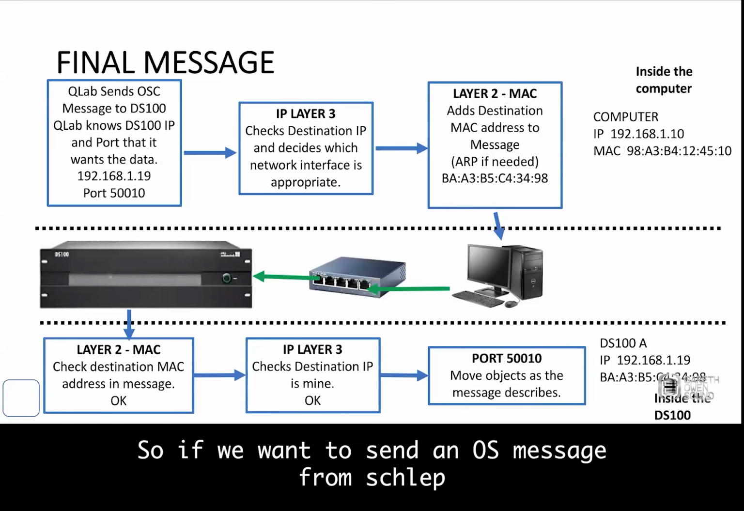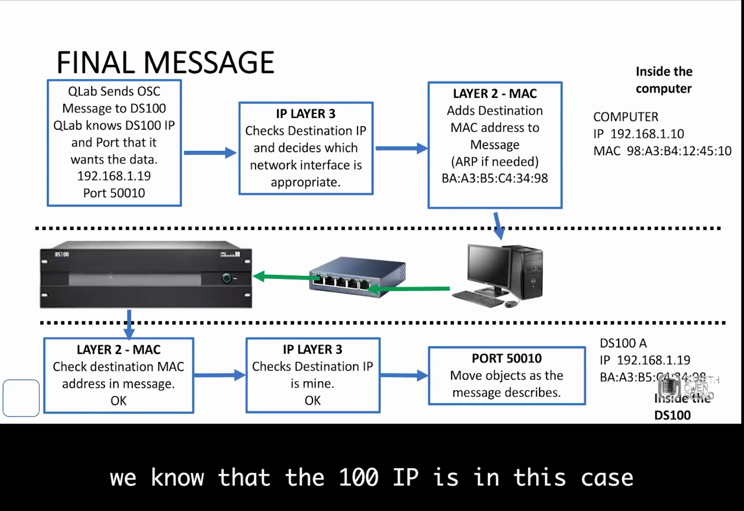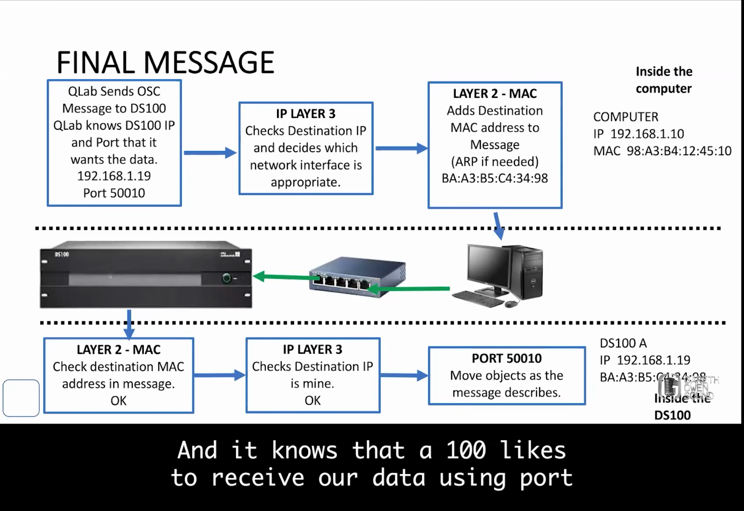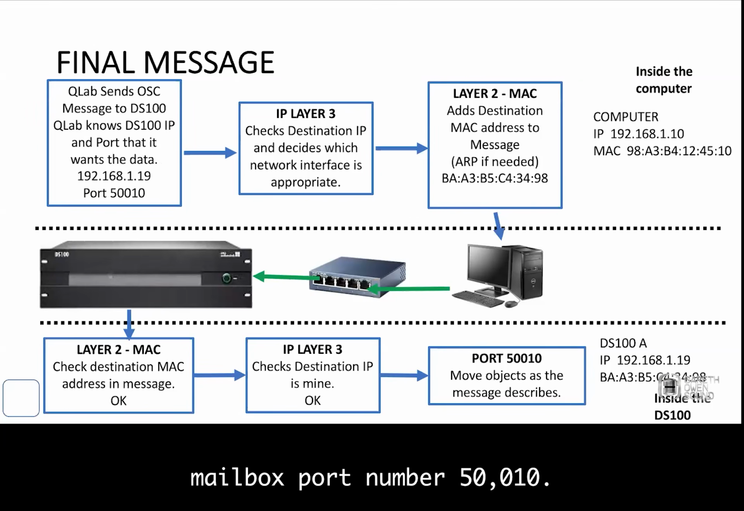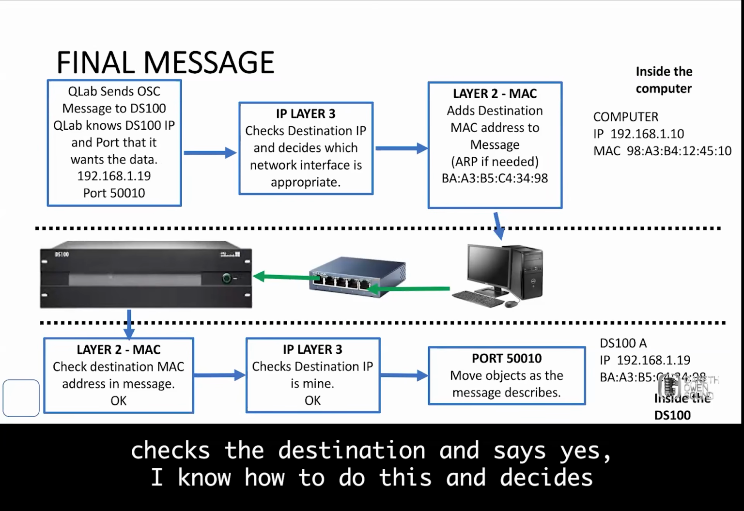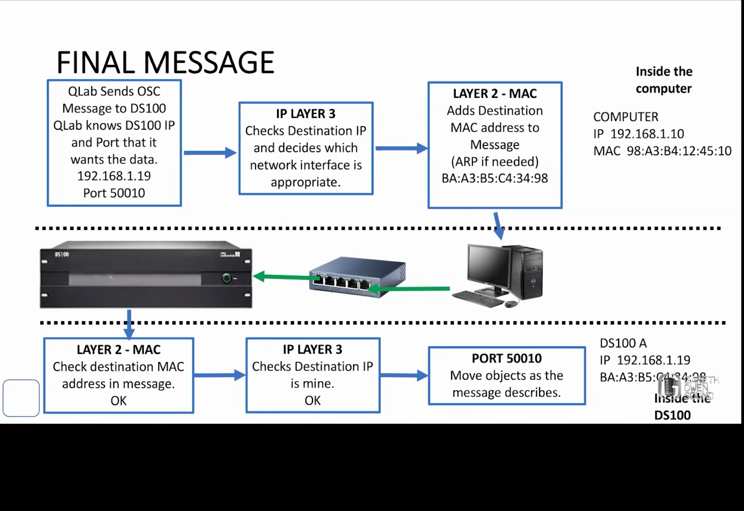So the final part of the puzzle. If we want to send an OSC message from QLab to a DS100, the QLab program will know that the DS100 IP is in this case 192.168.1.19, and it knows that a DS100 likes to receive OSC data using mailbox port number 50,010. It works down inside the computer, and the IP layer checks the destination and says, yes, I know how to do this, and decides which network interface is appropriate based on the network address. So that's the first part of the IP address.